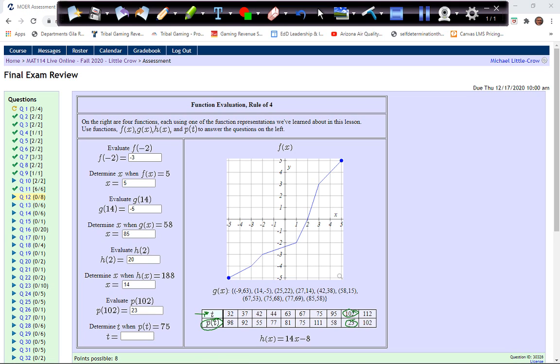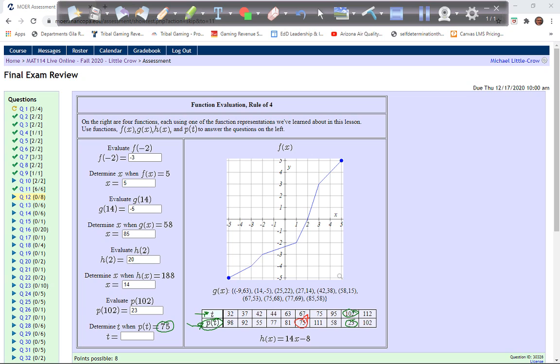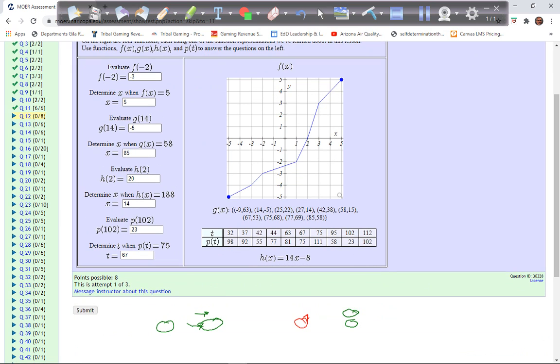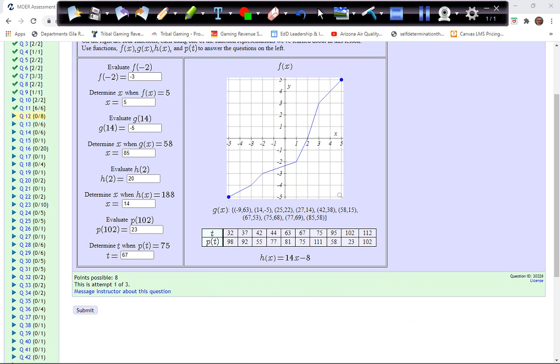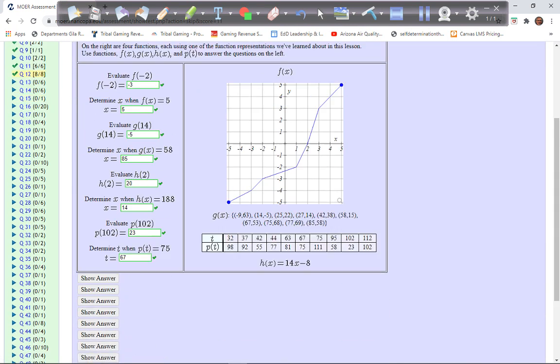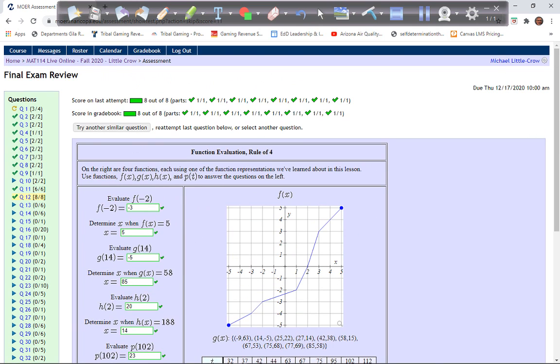This second one, 75 is the output, so we're looking in this second row. I should go with the red. We're looking for 75 down here, and then our answer is going to be up here, 67. And that's all there is to this one. Submit them, and hopefully we got them all right. We'll check back. Good.